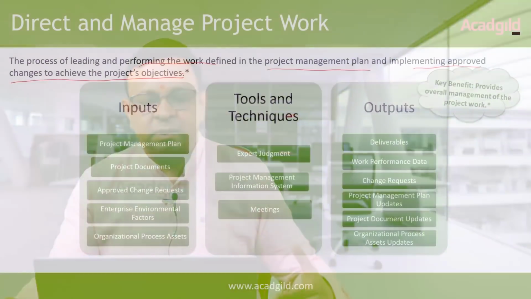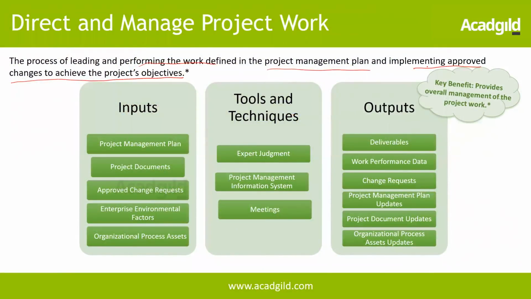So that is what we are talking about, implementing approved changes to achieve the project objectives. So let's look at the inputs, tools and techniques and outputs. The input is the project management plan, which was the output of the previous process. That's a key input here.